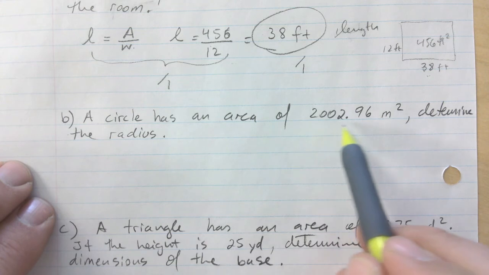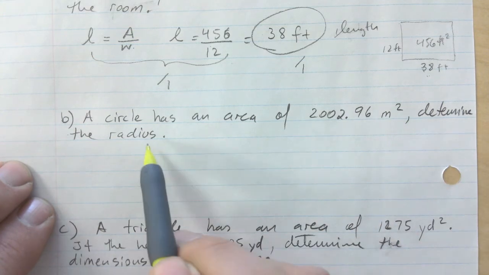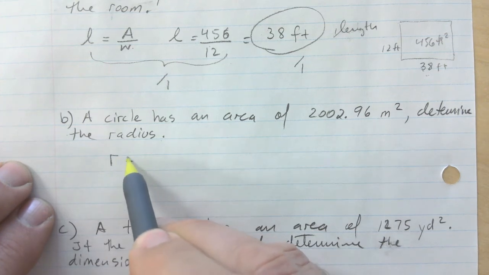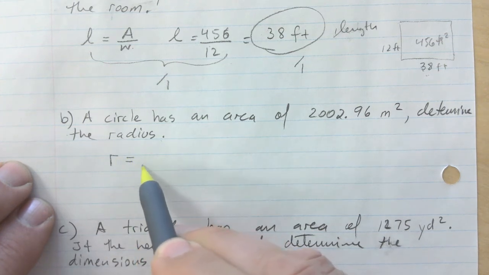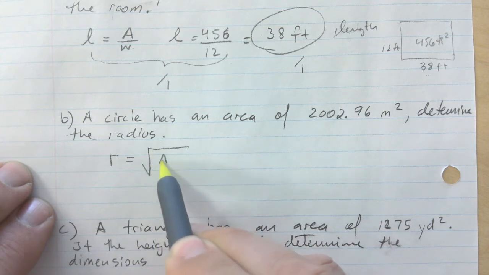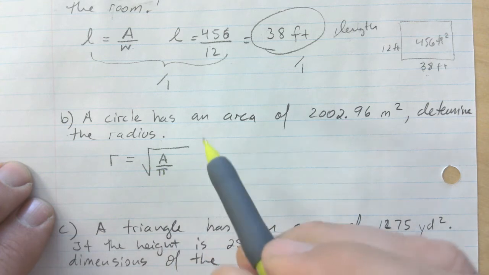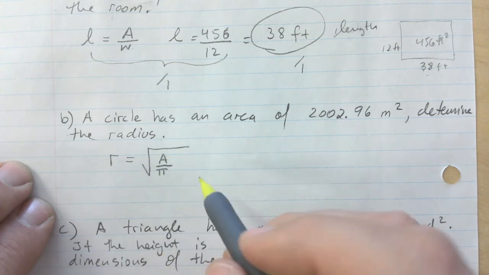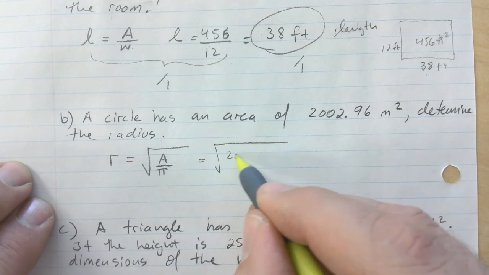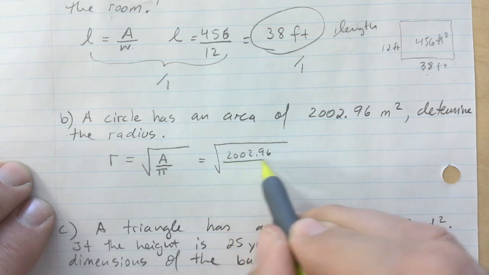The circle has an area of 2002.96 square meters. Determine the radius. If you were with me yesterday, the radius is going to be the square root of area divided by pi. Okay, that's the formula I gave you. So we're going to do the square root of the area, which is 2002.96, divided by pi.